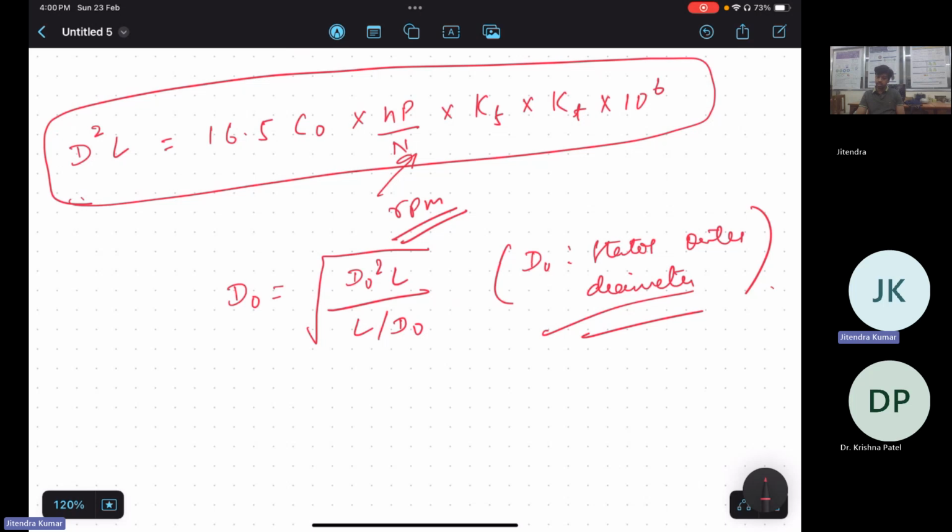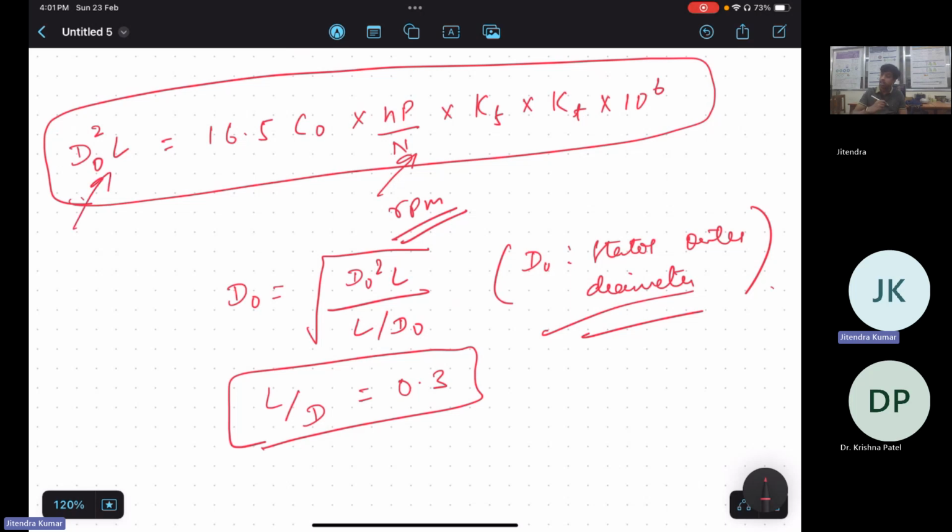L by D is given, right? You have three equations, and L by D is also given as 0.3. So you have three equations and three unknowns. And here also it denotes d naught square L. Do not confuse it with the inner bore diameter. It is the outer diameter. So these three equations will be more than enough to solve this.